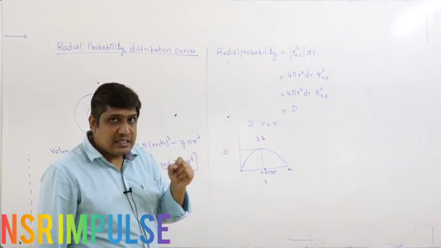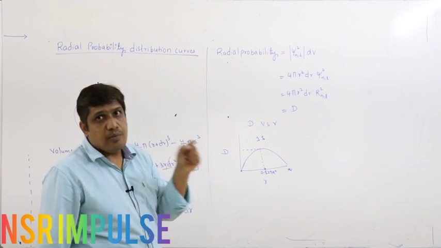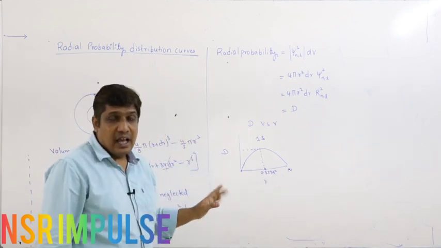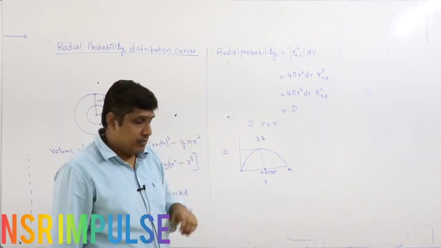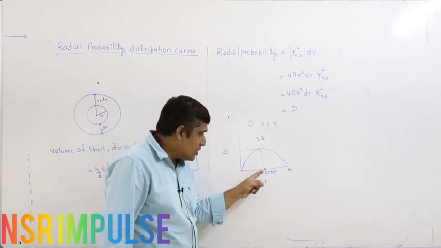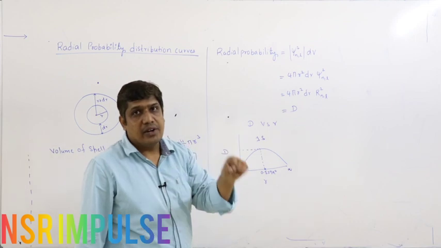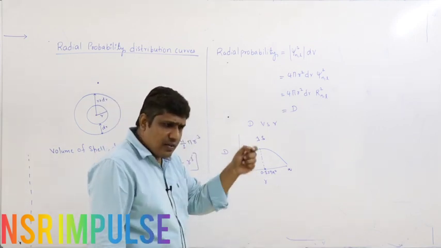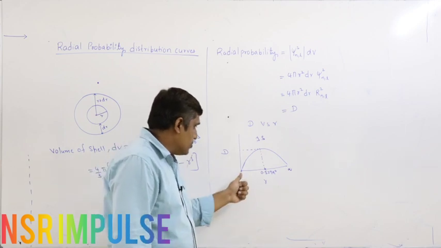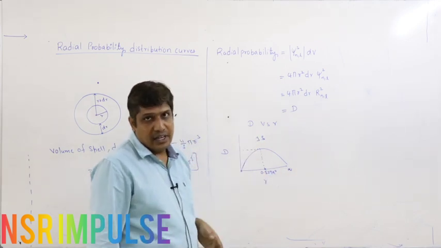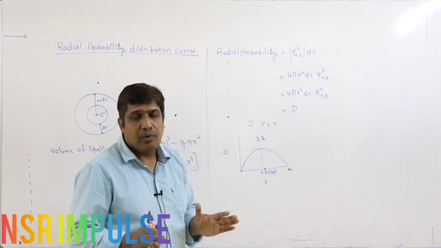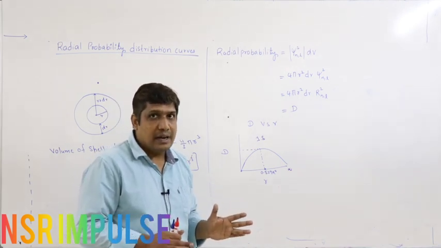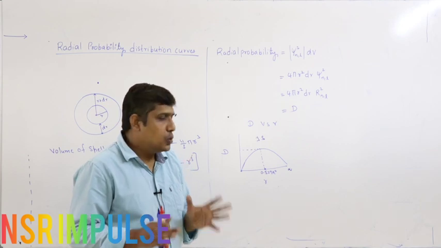But what Schrödinger said is that there is always some probability of finding the electron between 0 and infinity, and there is maximum probability of finding the electron at a distance of 0.529 angstrom units. At 0 and infinity, the probability of finding the electron is 0. They are called nodes. Radial nodes are simply nodes.